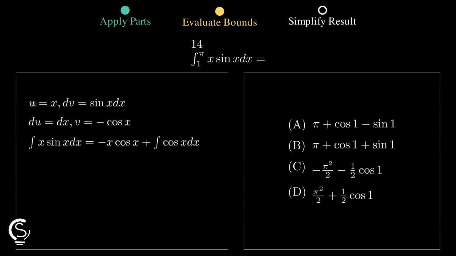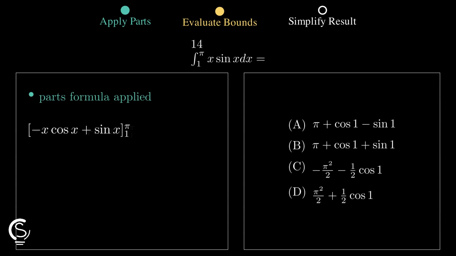Now evaluate the antiderivative negative x cosine x plus sine x at the boundaries pi and 1. This creates 2 distinct groups of terms that we must subtract very carefully.